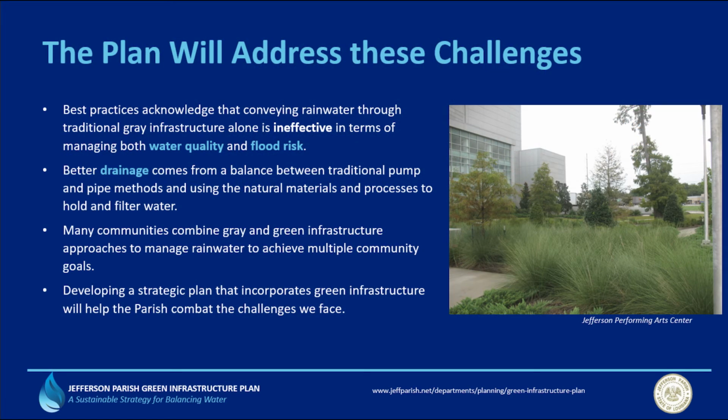Best practices acknowledge that conveying rainwater through traditional gray infrastructure alone is ineffective in terms of managing both water quality and flood risk. Better drainage comes from a balance between traditional pump and pipe methods and using the natural materials and processes to hold and filter water. Many communities combine gray and green infrastructure approaches to manage rainwater to achieve multiple community goals. Developing a strategic plan that incorporates green infrastructure will help the parish combat these challenges that we face.